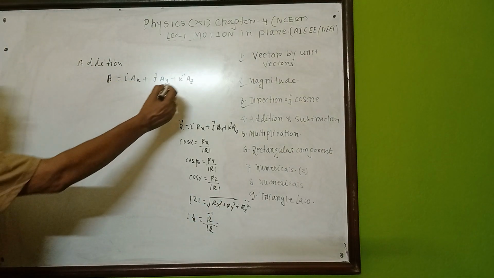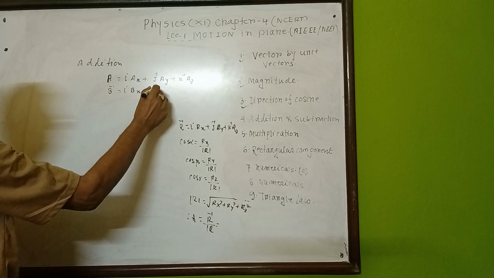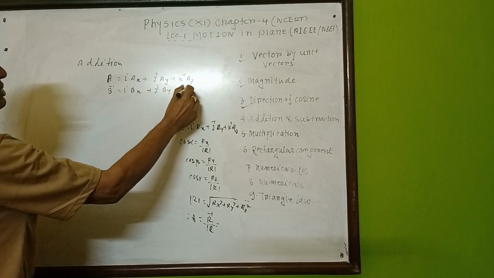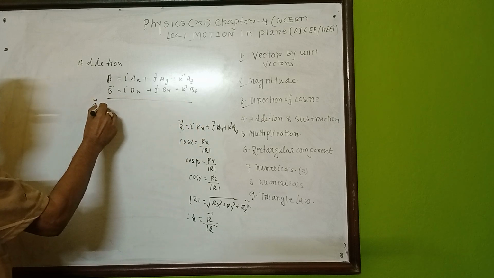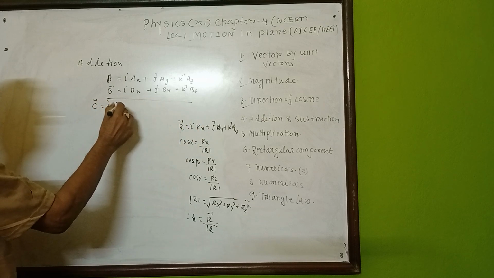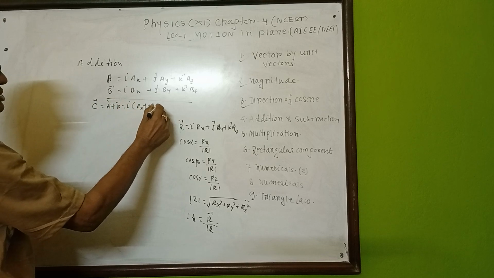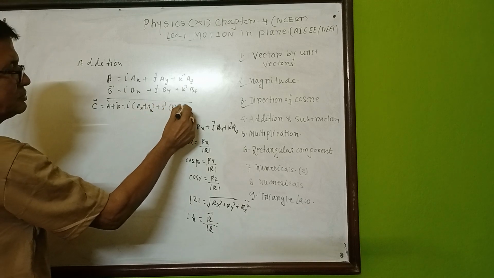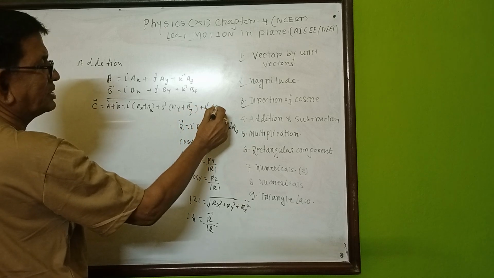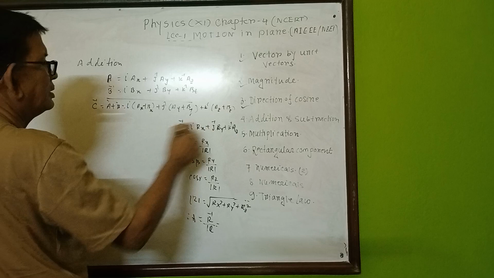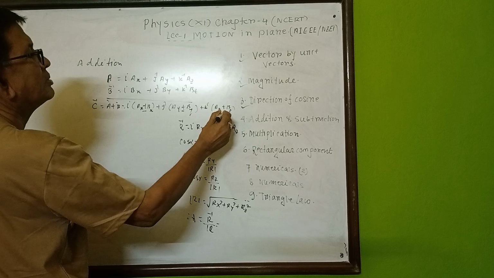Now children, this is one vector. B is another vector, Bx i, By j, Bz k. If you add, then the addition will give you another vector A plus B. You consider only the i part, Ax plus Bx, the j part will be Ay plus By, and the k part will be Az plus Bz. Now if you subtract, then it will be minus.